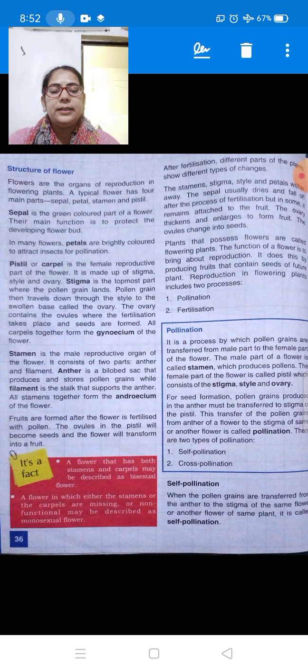Any confusion? I hope students it's clear to you that when the transfer of pollen grain takes place from anther to stigma of the same flower, or from anther to stigma of another flower but on the same plant, then this is called self pollination.